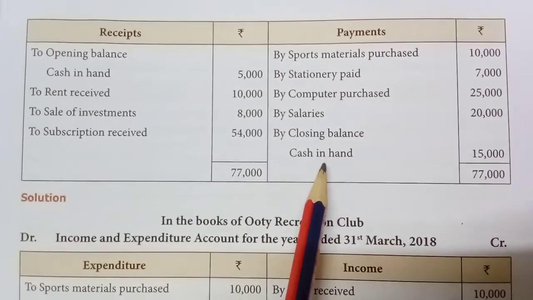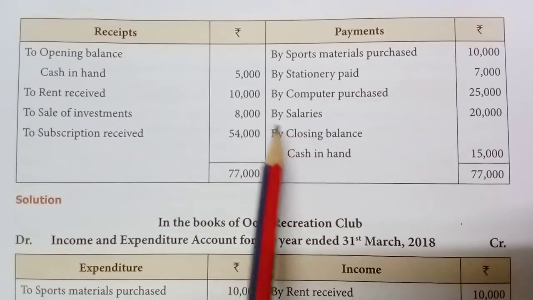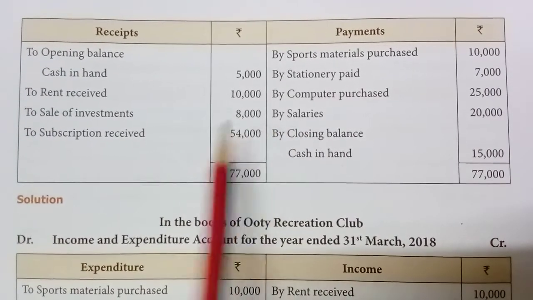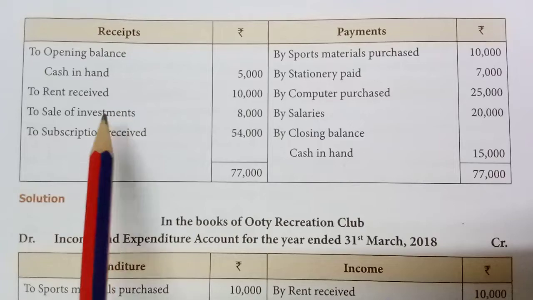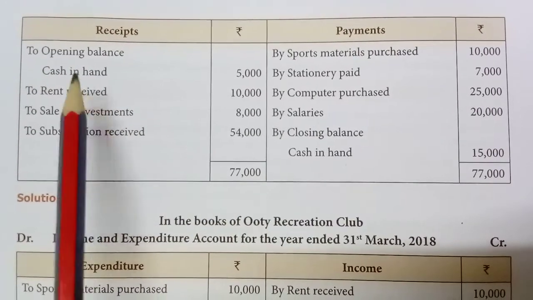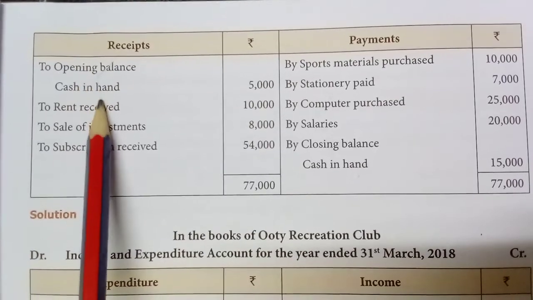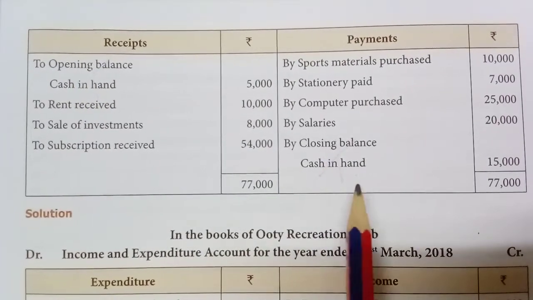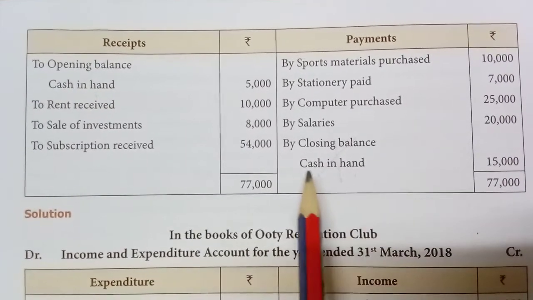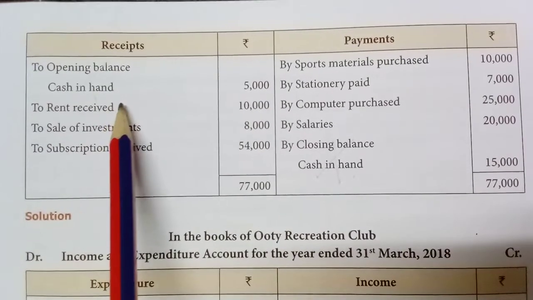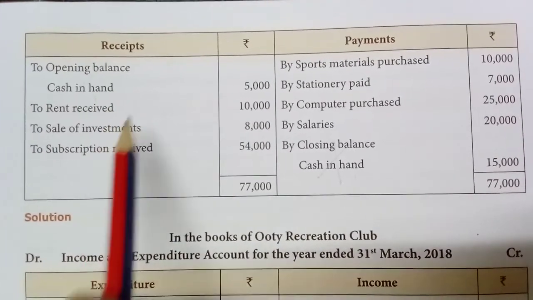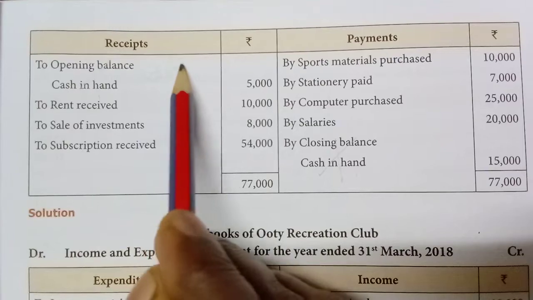Now we will just remember the steps to be remembered in the preparation of the income and expenditure account. What is the first step? We have to omit the opening balance and closing balance. This will not come, isn't it? Don't worry. Next we have to spot out only the revenue items, the revenue nature.